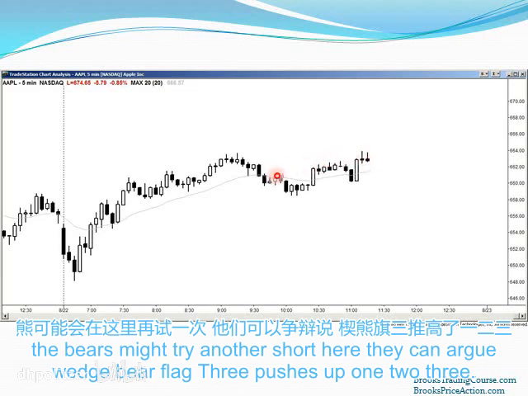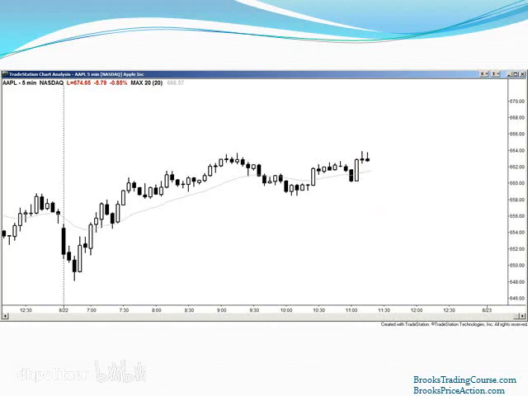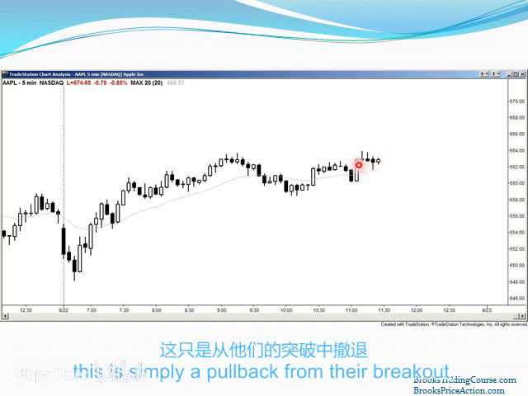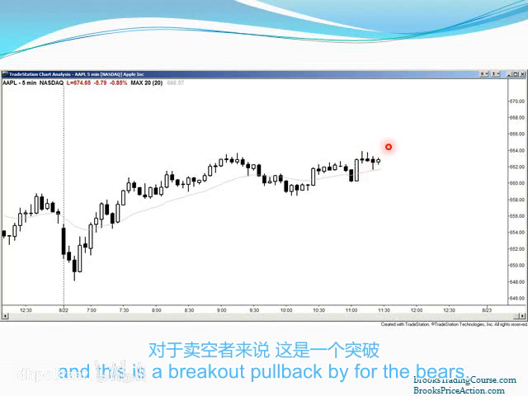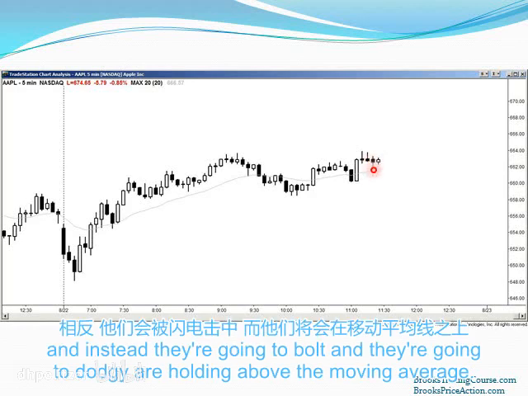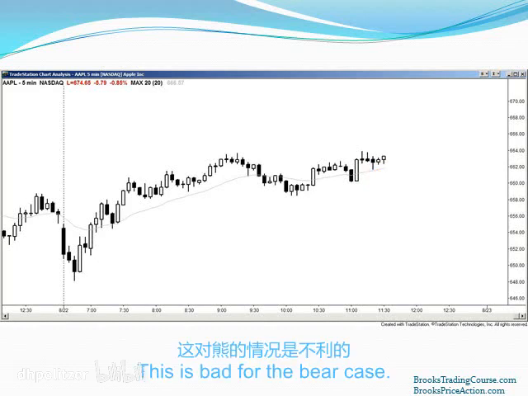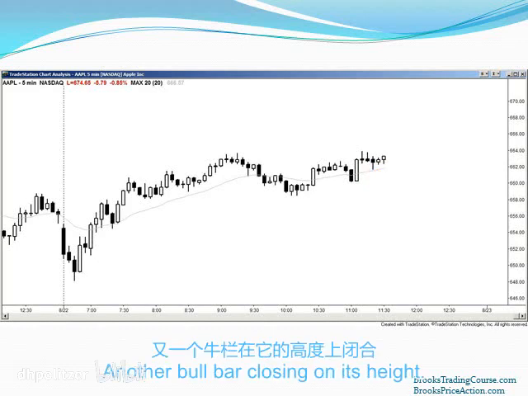They can argue wedge bear flag, 3 pushes up, 1, 2, 3, and a double top or higher high major trend reversal. For the bulls, they see this as simply a pullback from their breakout, and this is a breakout pullback buy. For the bears, they're not happy with this. They were looking for a strong signal bar or strong entry bar, and instead they got a doji holding above the moving average. This is bad for the bear case. Another bull bar closing on its high.